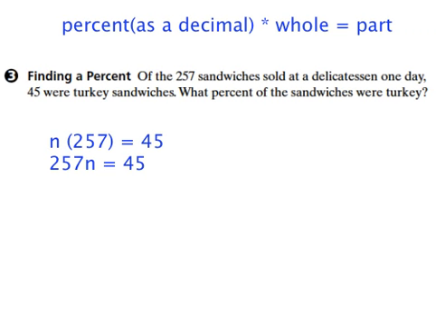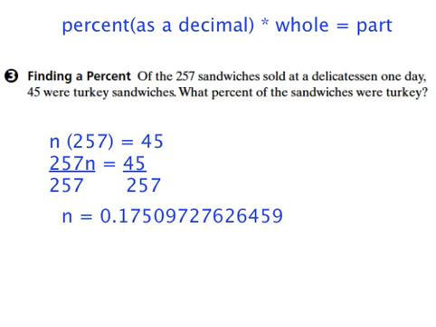We'll need to divide both sides by 257, so n equals 0.1750972762645. Now we get into the whole realm of having very long decimals. So what we're going to do is round this to the nearest whole percent. If the directions don't tell you any different, round your answer to the nearest whole percent.